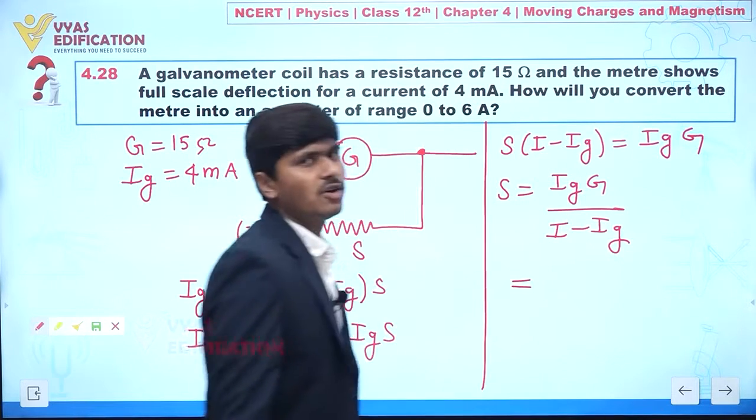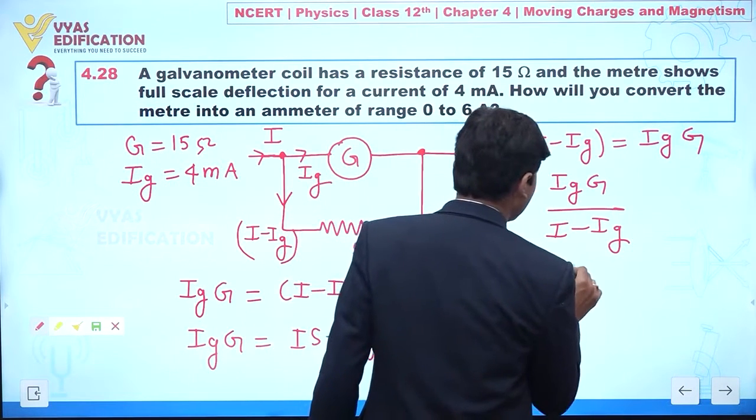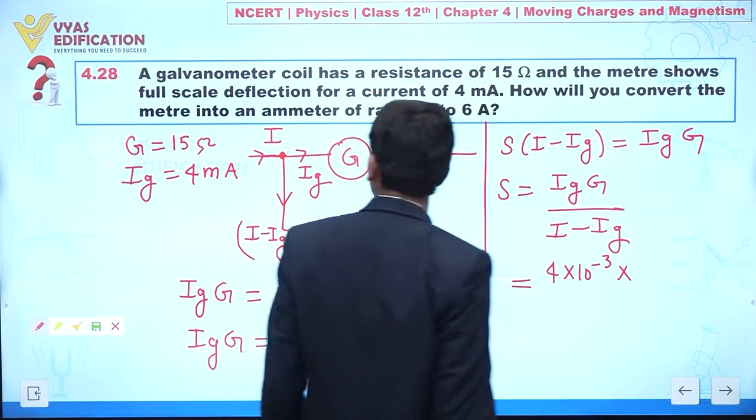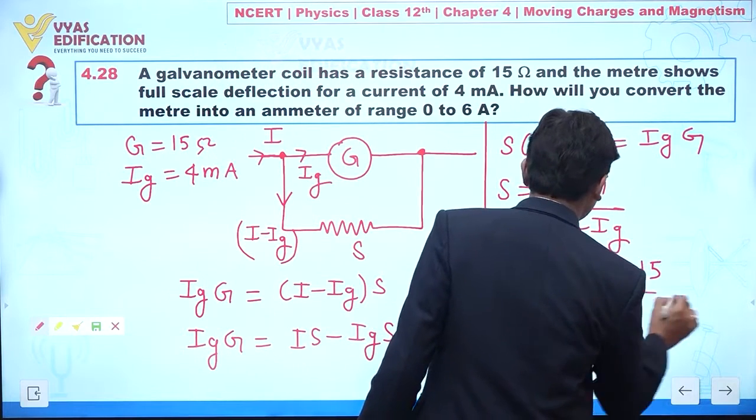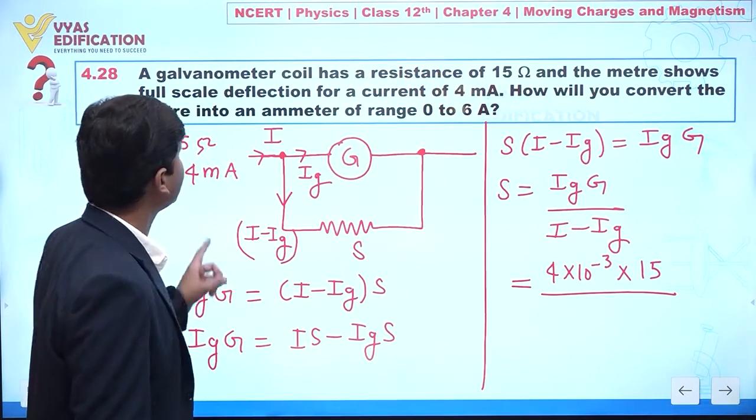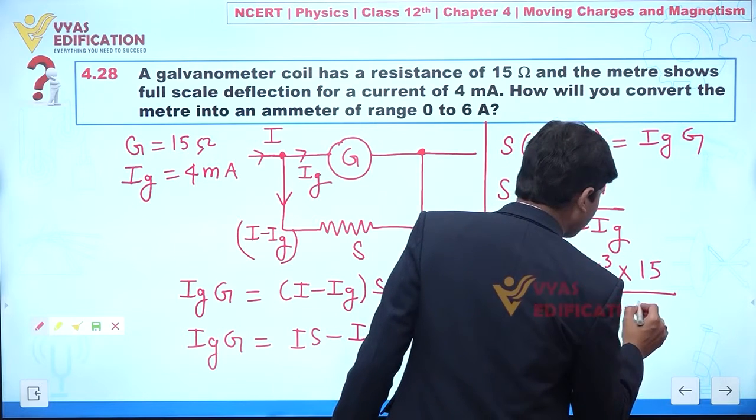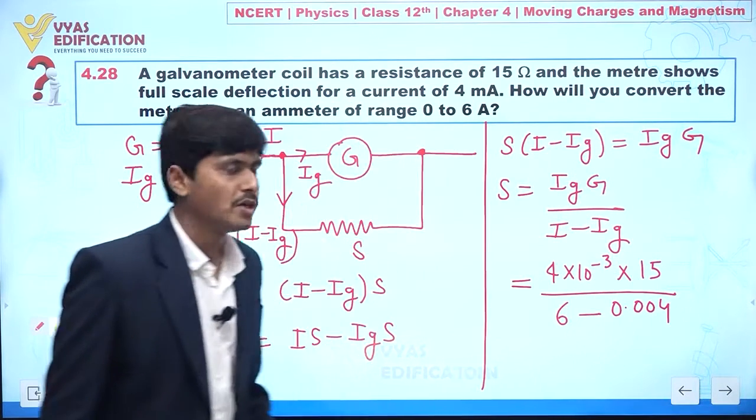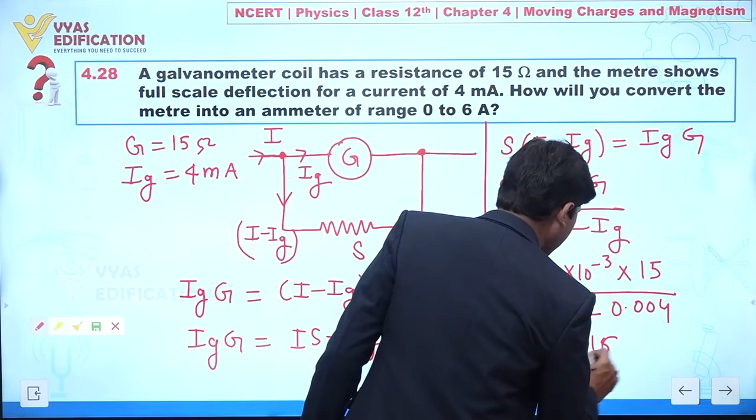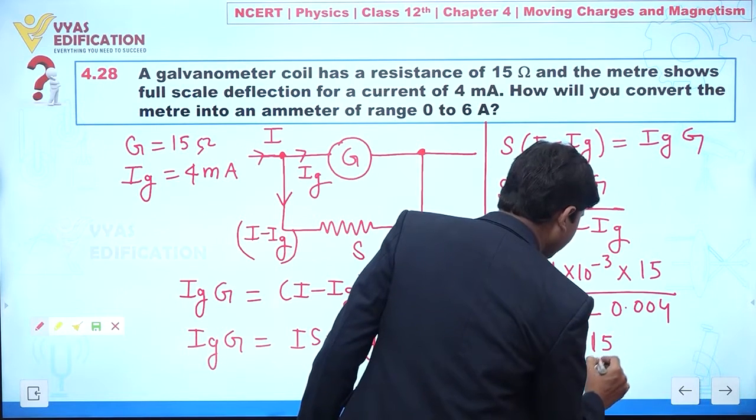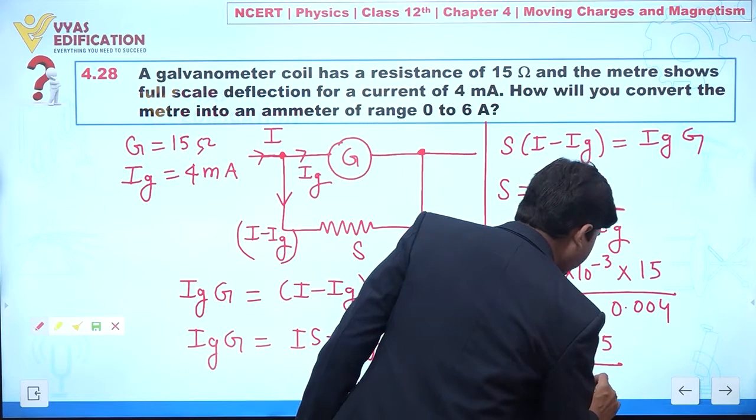The value of Ig is 4 milliampere, so 4 into 10 to the power minus 3, into capital G, which is 15 ohm, divided by I minus Ig. I is 6 ampere, since we want to convert to 6 ampere, and Ig is 4 milliampere, meaning 0.004. So we get 4 into 15, dividing by 10 to the power minus 3 in numerator and denominator both, over 6000 minus 4.